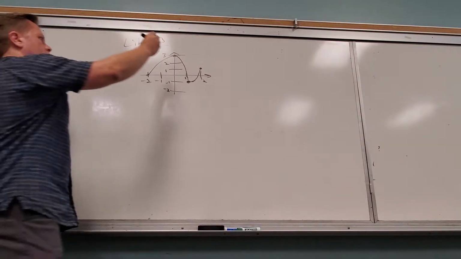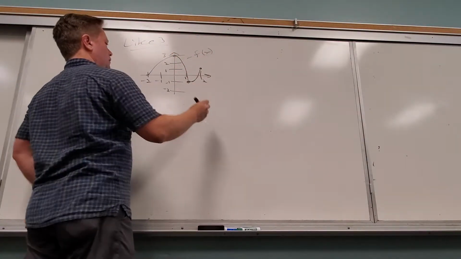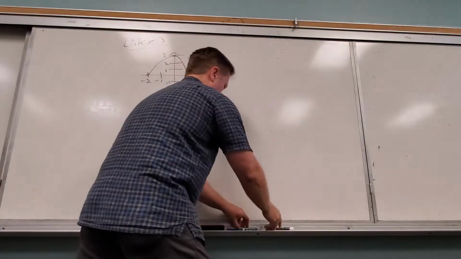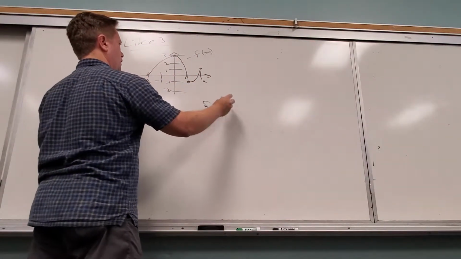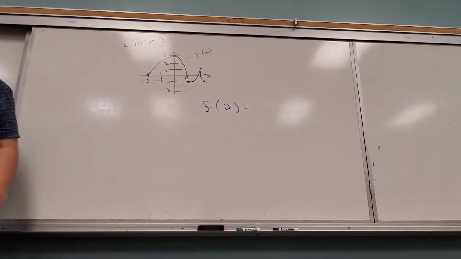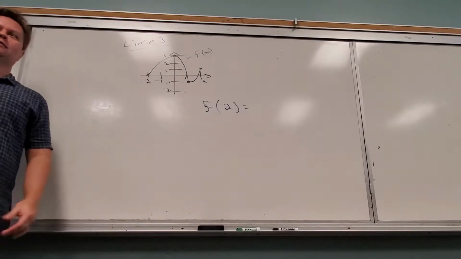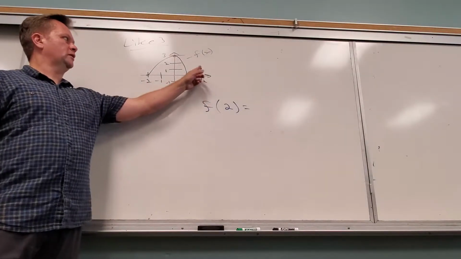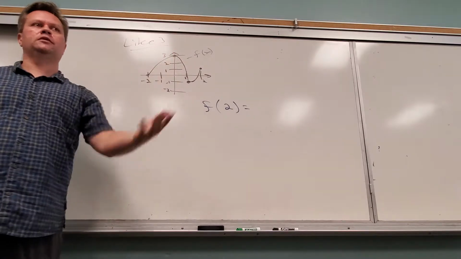So this is a function f of x. Can somebody tell me what f of 2 has to be? And of course, some guys are like, you didn't even tell me what the function is. Why would it be 1? Because with an input of 2, there must have been an output of 1, because that's where they put the point, right?